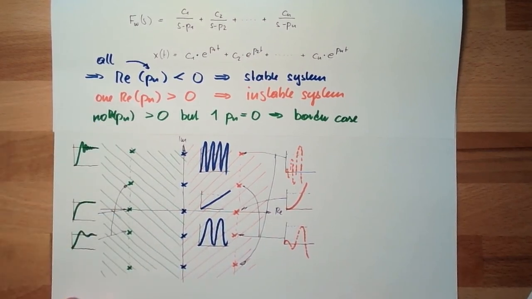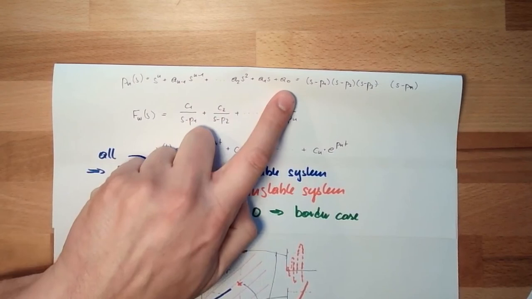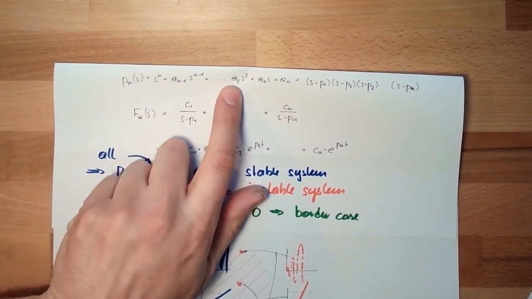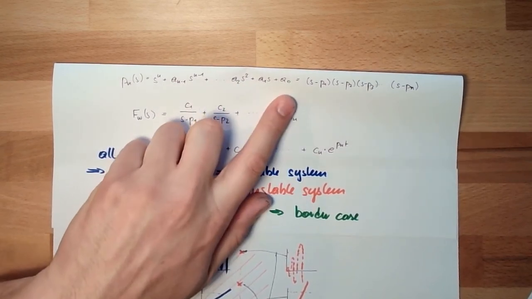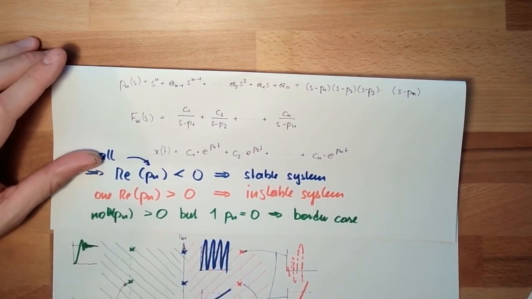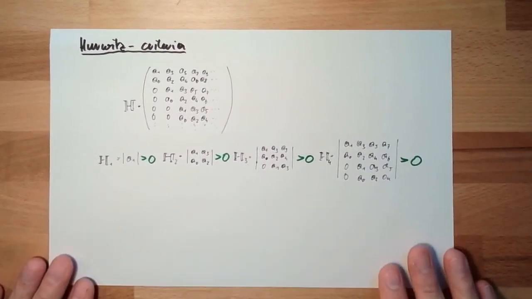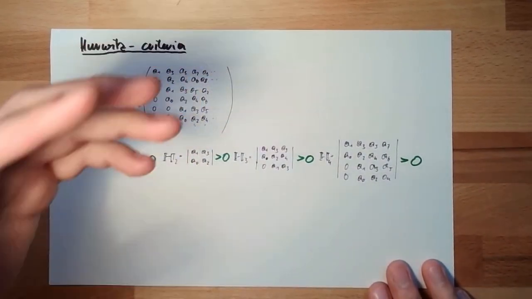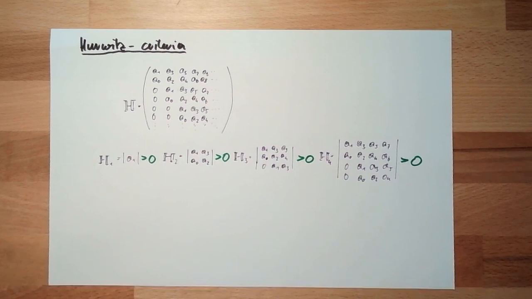There was this criteria where we are only looking at the polynomial. We said if every coefficient is there and has the same sign, the system might be stable. If the sign is changing or some coefficient is missing, is zero, then it's an unstable system. It was the first voodoo criteria. The second voodoo criteria for stability was this Hurwitz criteria. We write the coefficients in a certain form, calculate some determinants out of this, and say if every determinant is bigger than zero, it's stable. This you should now know about stability.